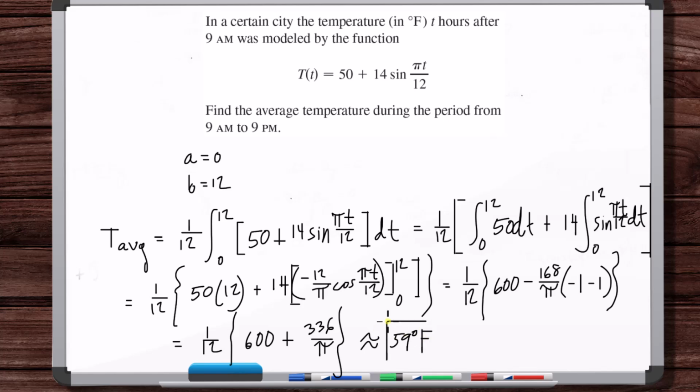Was the average temperature from 9 a.m. to 9 p.m. according to this temperature function.